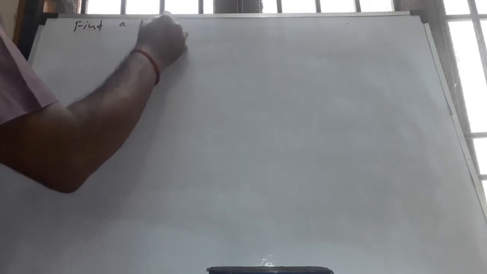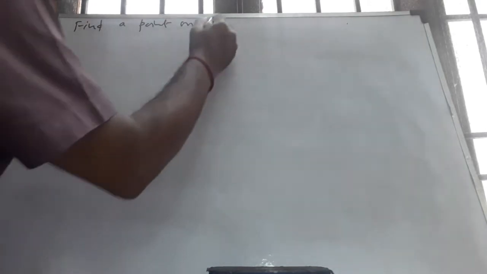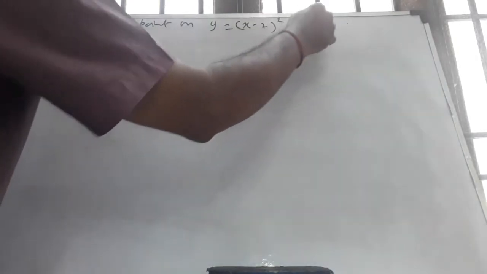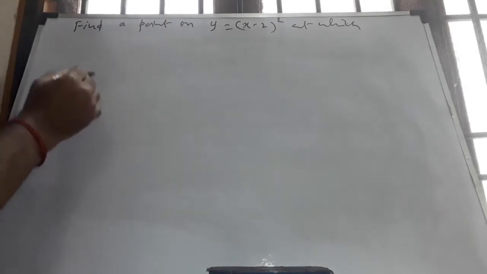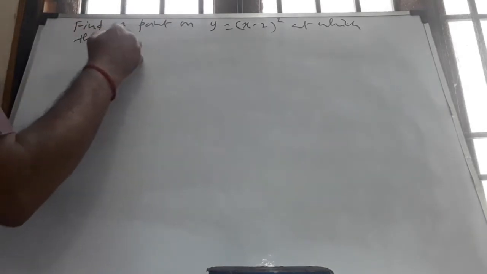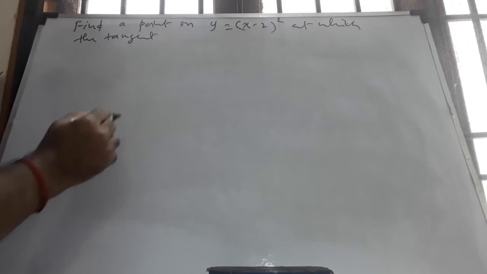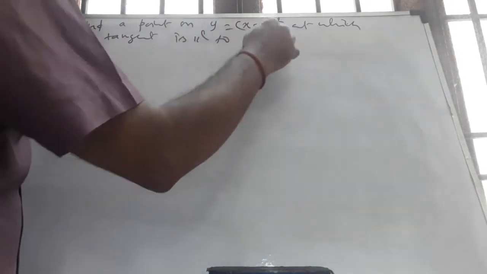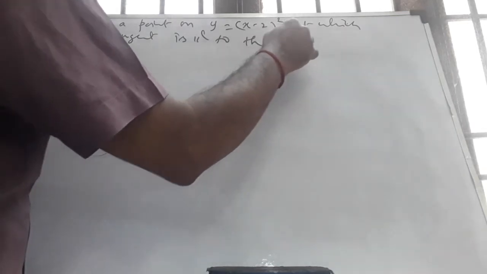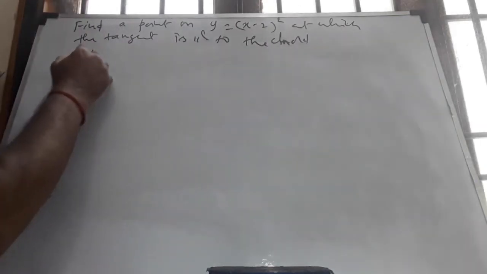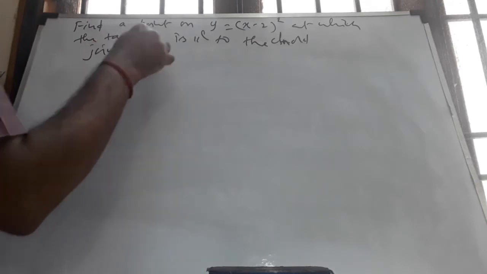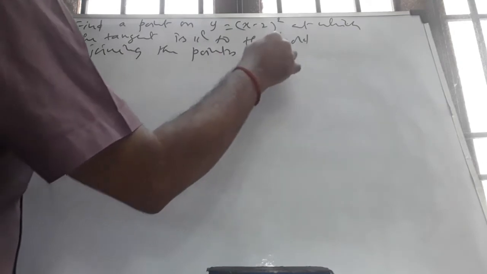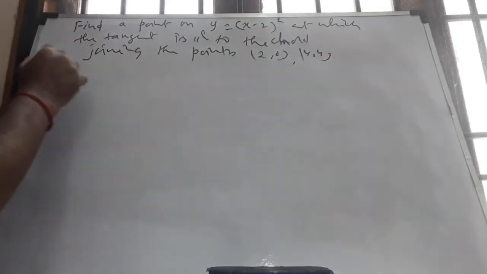Find a point on y is equal to x minus 2 whole square at which the tangent is parallel to the chord joining the points, let us say, 2 comma 0 and 4 comma 4.